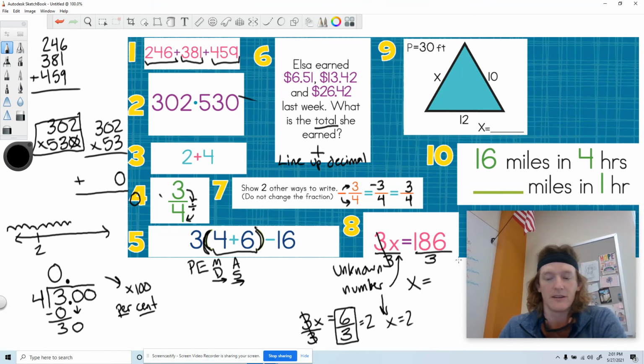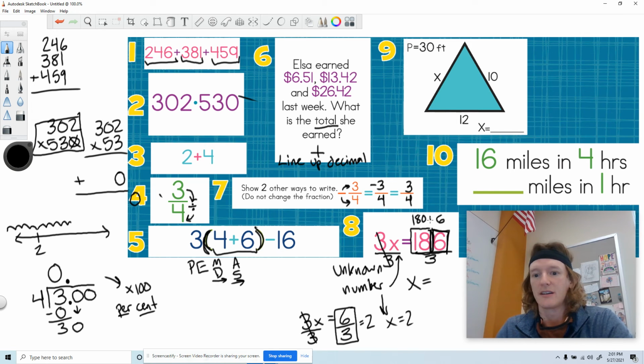So you're going to have to do that too, unless you can look at this and do this in your head, because I see that this part works really well with 3, and I see this part works really well with 3 as well. So you could do 180 divided by 3, and you can do 6 divided by 3, and add those two numbers together to get the missing number.